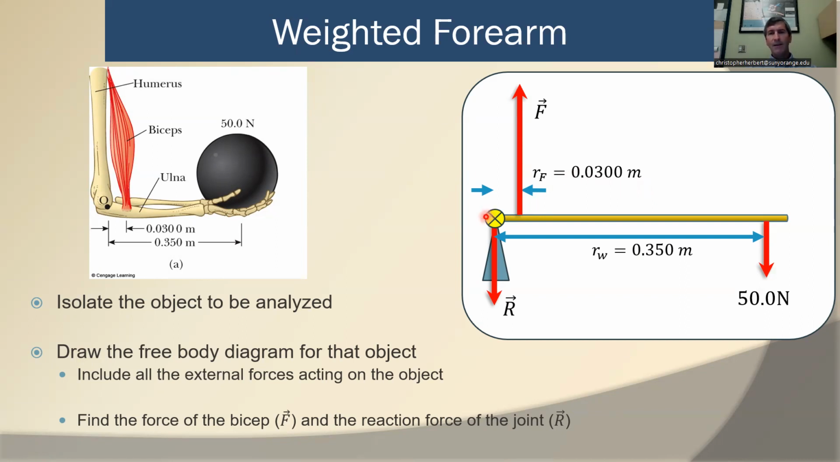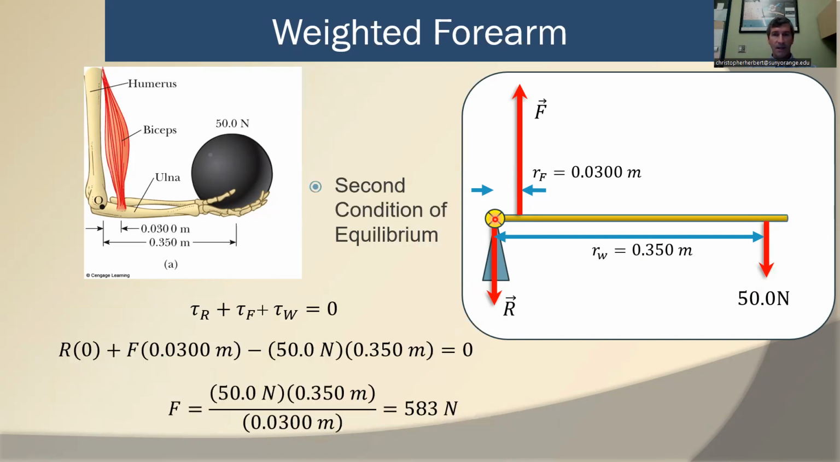Now, again, I could have used the axis of rotation to be at the location of the bicep. I could have put it here, but it's the reaction force that I know the least amount about. So I'm going to put my axis of rotation out there, and naturally, that is a hinge there. Notice I'm doing the second condition of equilibrium first.